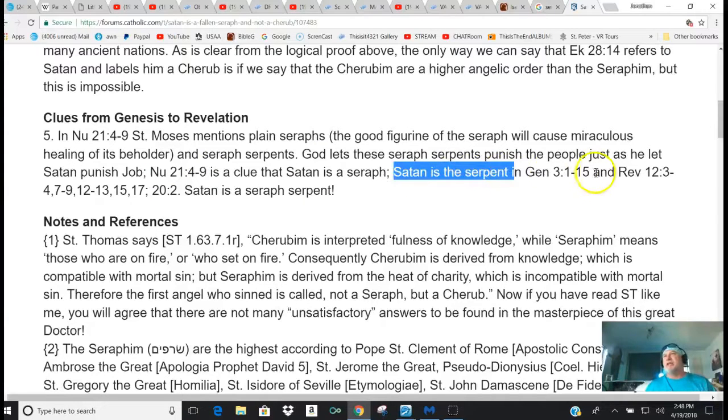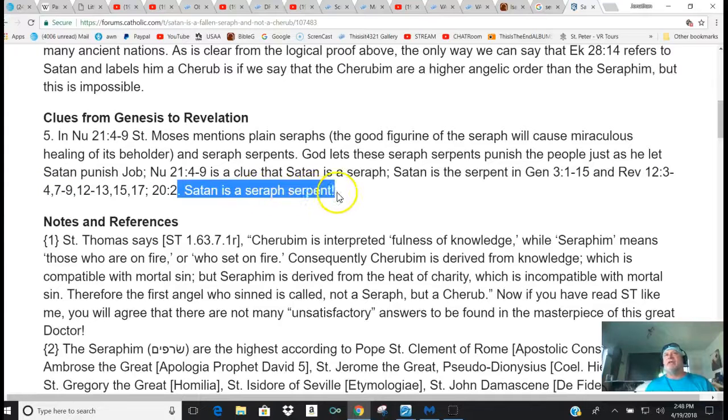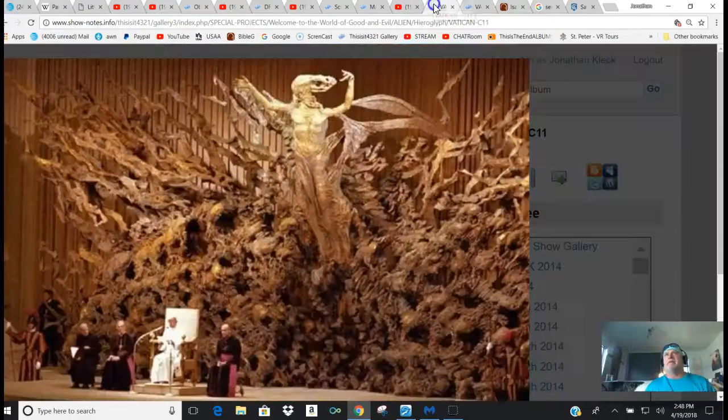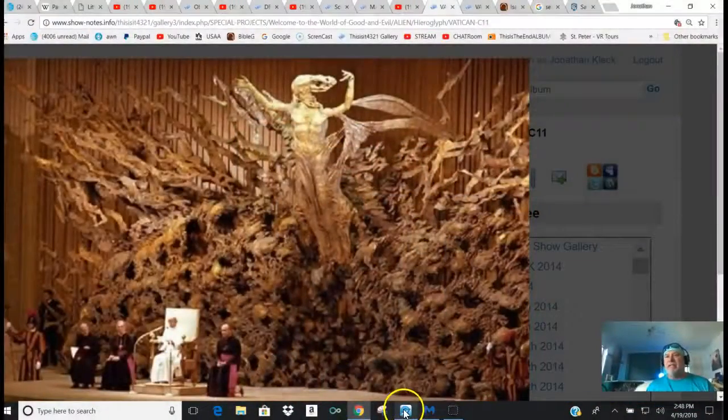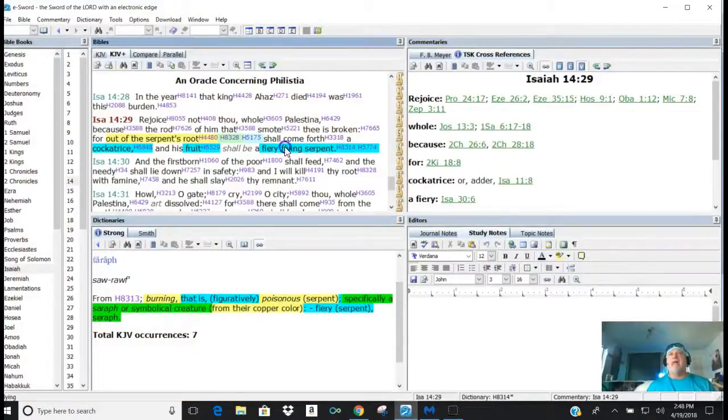Satan is the serpent in Genesis 1, correct, and Revelation 12. There you go. Verses 4, 7, and 9. Satan is a seraph serpent. There you go. And there is an image of a seraph serpent, and I cannot overemphasize this enough, made out of bronze. The statue is made out of bronze, which is by definition, right here, a fiery flying serpent. The fruit shall be a fiery flying serpent. And it means burning, poisonous serpent, specifically a seraph or a symbolic creature.